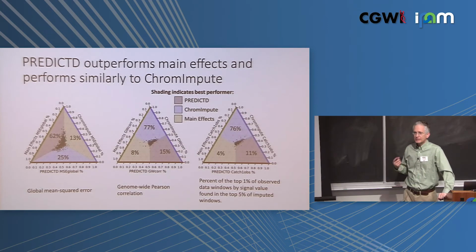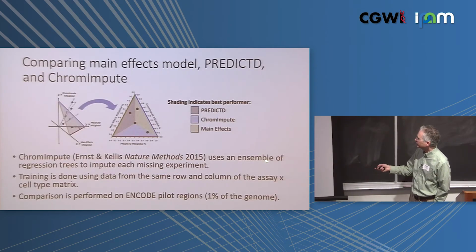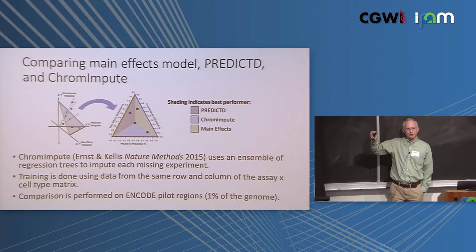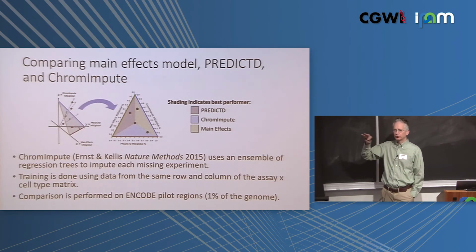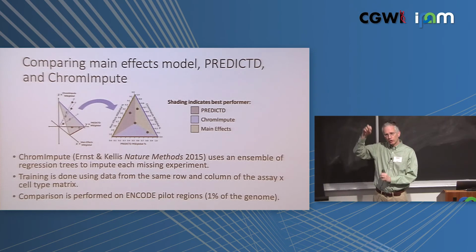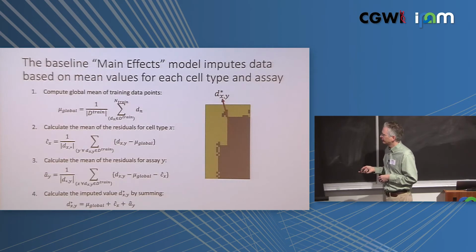And so what we see is that compared to, and I didn't mention what ChromImpute does. ChromImpute is an ensemble of regression trees, and so it's actually training a different model for every possible imputed experiment. It's essentially selecting training examples from the row and column of that matrix that I showed you and saying, to predict this missing value, I'm going to look for other assays in this cell type and other cell types with this assay, build up a set of features, and train a model for that one. So it's a very different style of model.